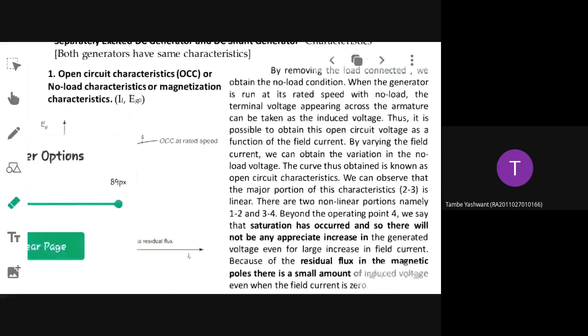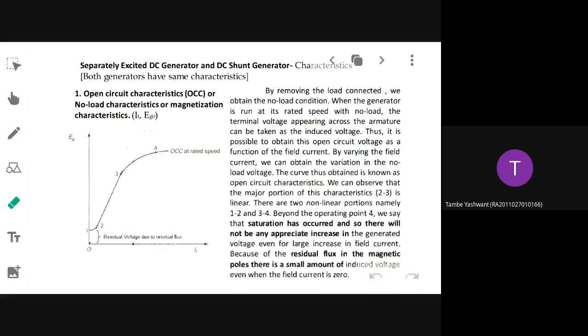Generally, I told you there are two characteristics. One that is drawn at a no load condition, that is called open circuit characteristics. The second will be drawn with the load, and it is classified into two categories, external and internal characteristics. Now we are going to see about open circuit characteristics, otherwise called by what different names?